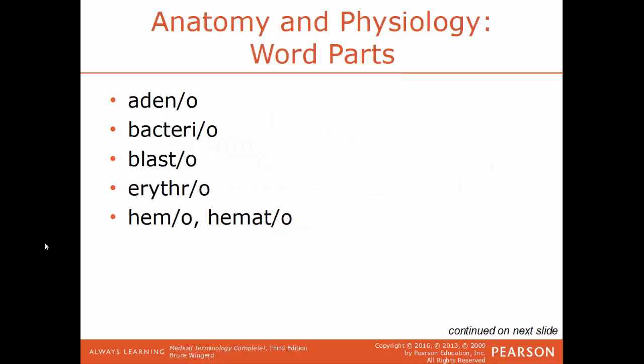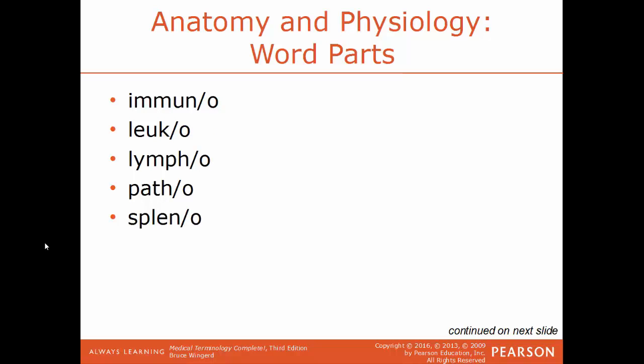First, we'll start off with some anatomy physiology word parts for these systems. The first one, adeno, is a reference to gland. Bacterio is a reference to bacteria. Blasto, this term is a reference to a sprouting or an embryo or a developing cell layer. Erythro is a reference to red, such as an erythrocyte is a red blood cell. And hemo or hemato, both of those reference the blood.